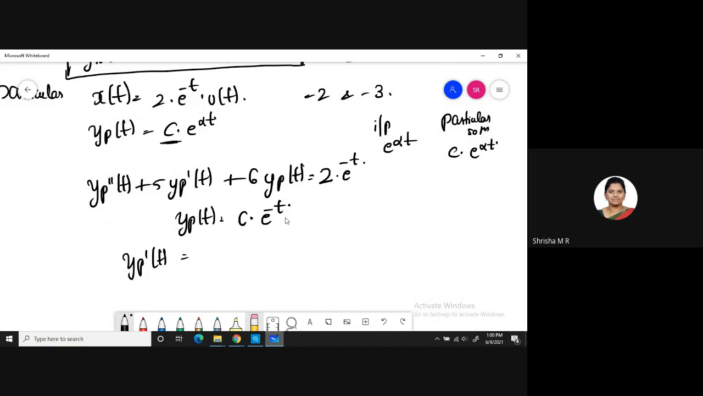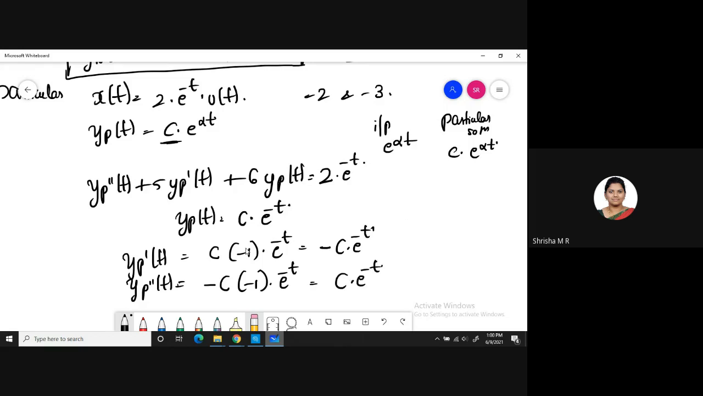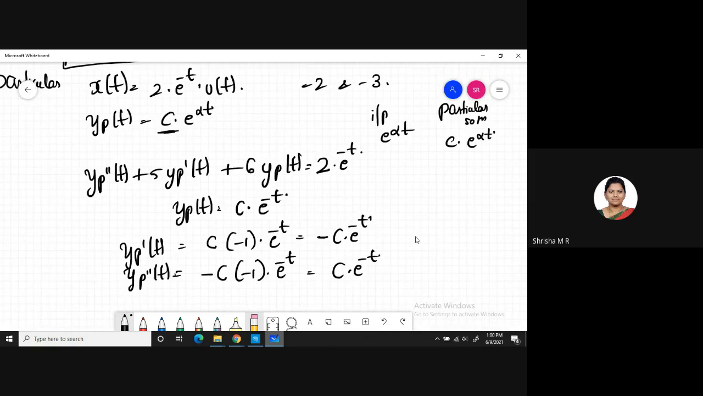Now you have to take the differential of that. So yp dash of t will be equal to c into minus 1 into e power minus t, which is equal to minus c into e power minus t. Then take yp double dash of t and substitute these here. Differentiating again, you have minus c into minus 1 into e power minus t, which is equal to c into e power minus t. Substitute these into this equation to find that c.